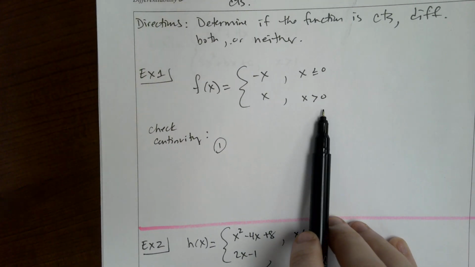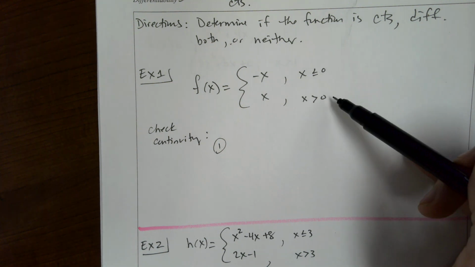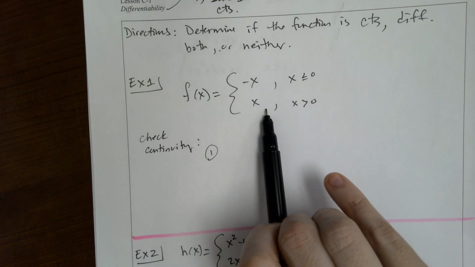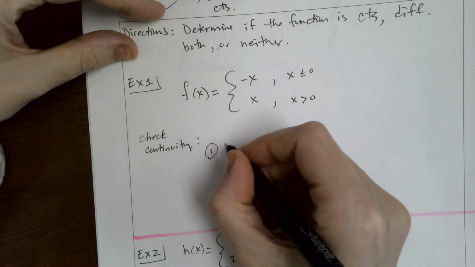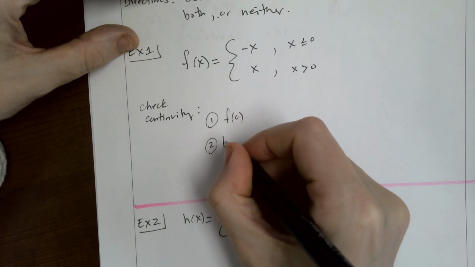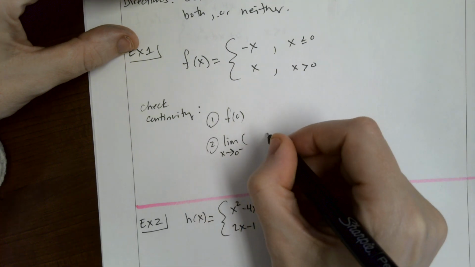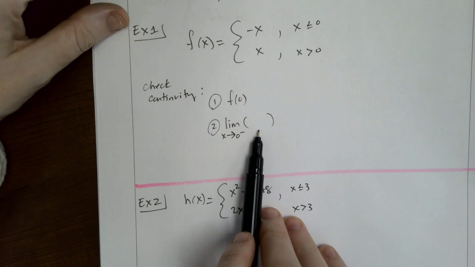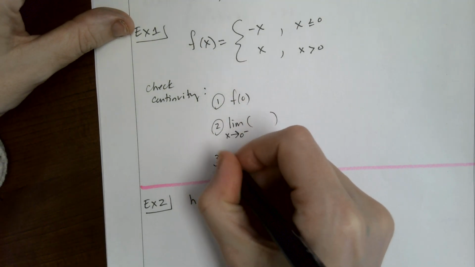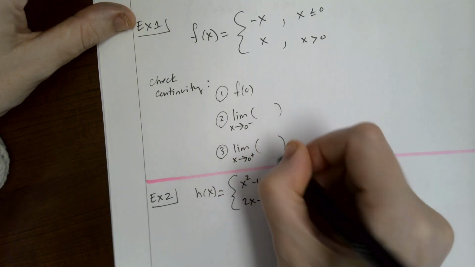So the only place that we're going to have to check, guys, is at 0, because 0 is the number where this piece leaves off and then this piece picks up. So first we're going to check to see what f of 0 is. Then we're going to check the limit as x approaches 0 from the left. And then 3, the limit as x approaches 0 from the right.